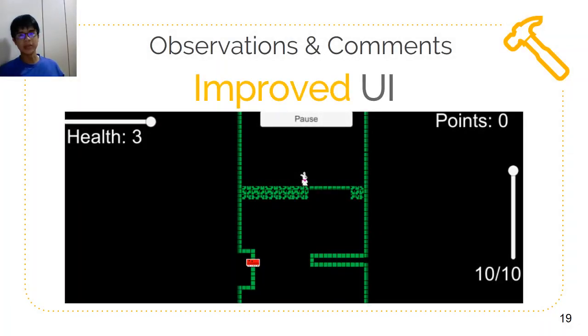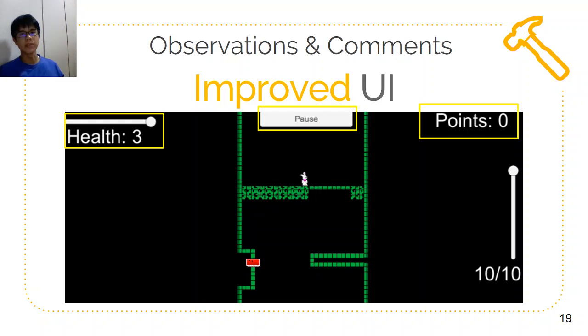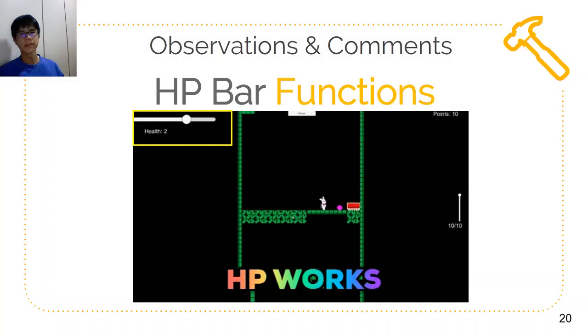Firstly, the UI has been improved. There's a HP bar, the pause screen has been moved to the center, a point system to show the player's progress, and a new ammo bar to prevent the players from constantly shooting. The health bar is also functional, unlike before, with players being able to take damage and the game displaying that.